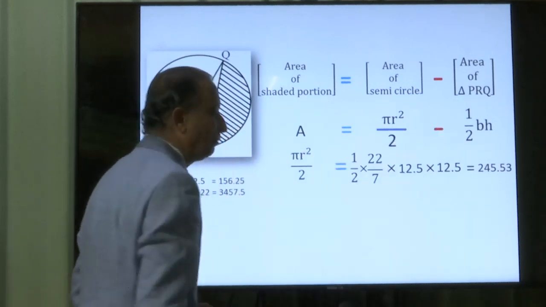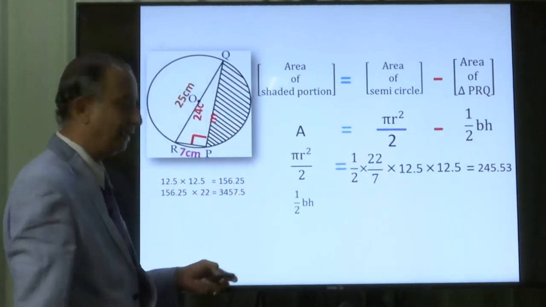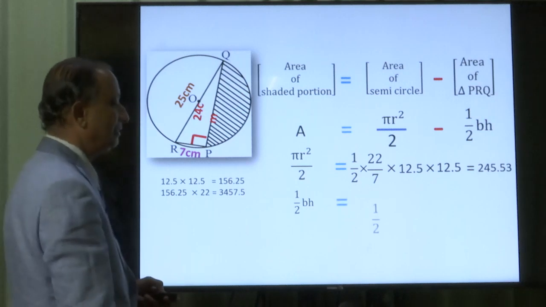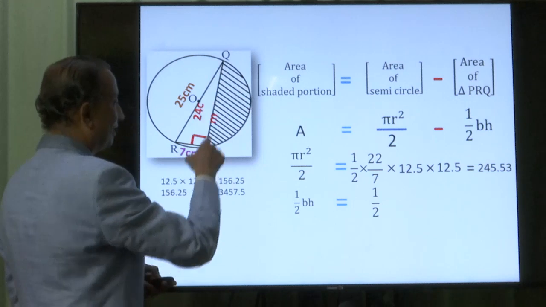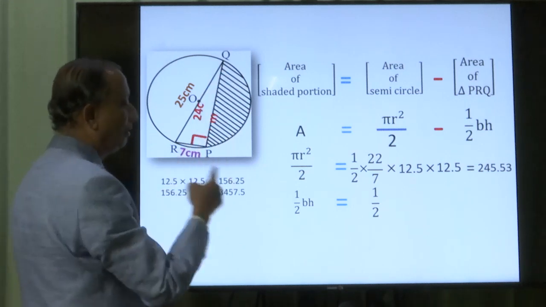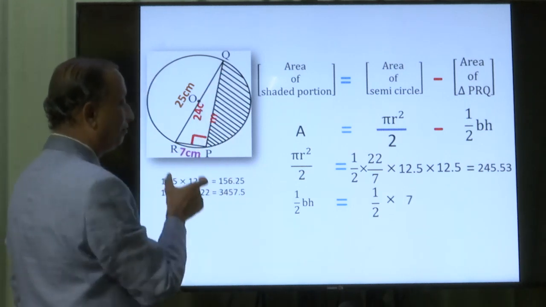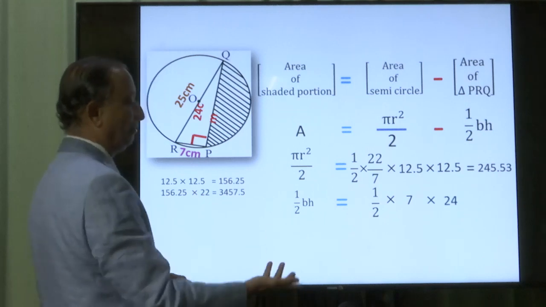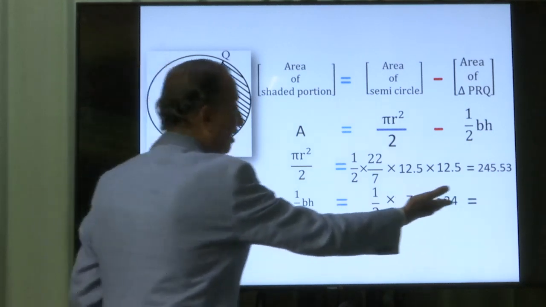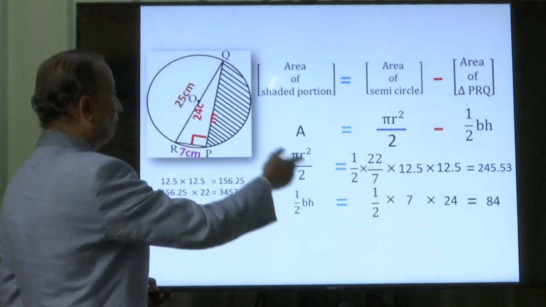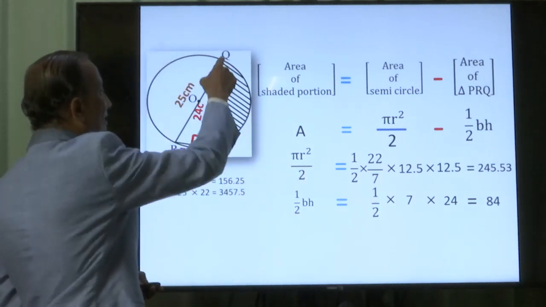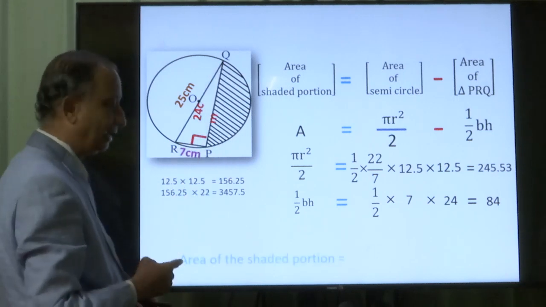Now, let us find out the area of the right angle triangle, half BH, which is nothing but half into, if this is the base, this side which is perpendicular to it will become the height. So, half into 7 into 24. So, the 12s are 12, 8s are 84. So, 84 square centimeter is the area of this right angle triangle.